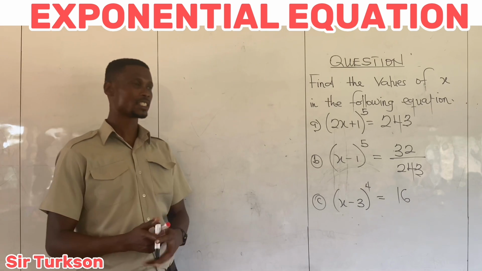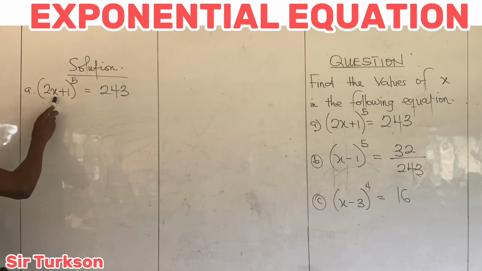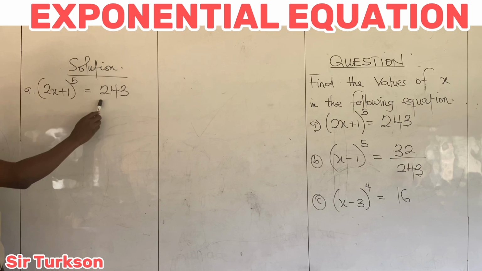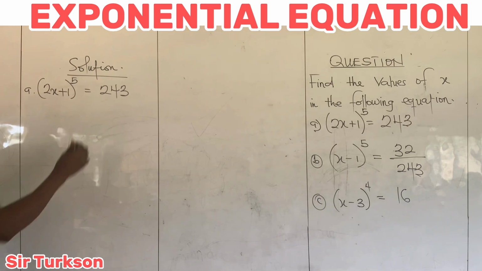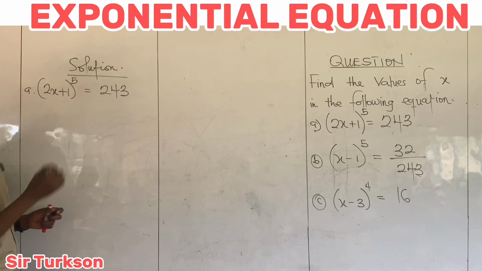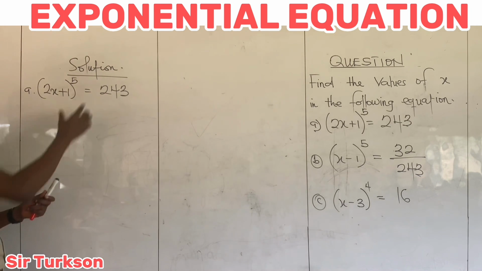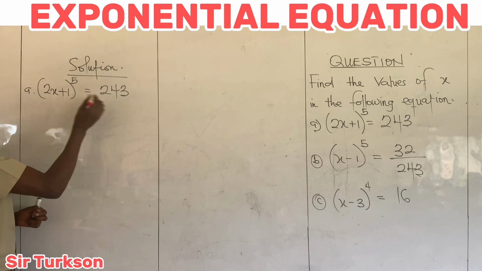Look at the first question given to us. The first question says, (2x + 1) exponent 5 equal to 243. And how do you solve this kind of question when you come across it? It's very simple. The first step is to convert this into the power form. And the power should be the same as this, 3. I think 3 can do.